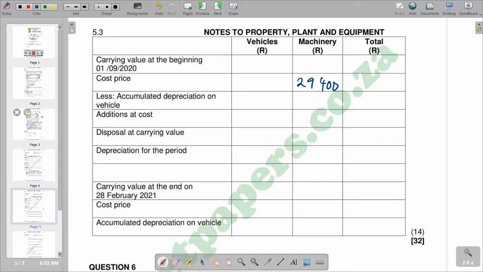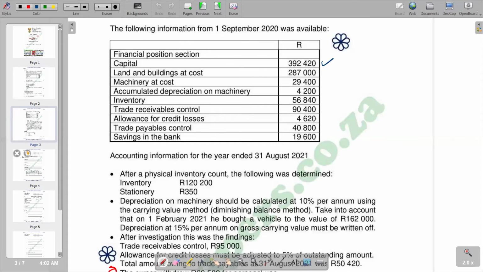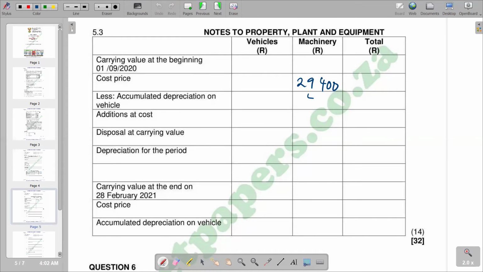We check again according to the information given. The accumulated depreciation on the machinery is 4,200. So we come here, we see that we've got 4,200. Remember, to get our carrying value, we say cost minus accumulated depreciation, which means we are subtracting. So 29,400 minus 4,200, then you get a net figure of 25,200.